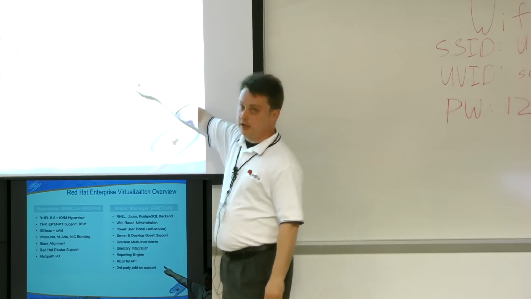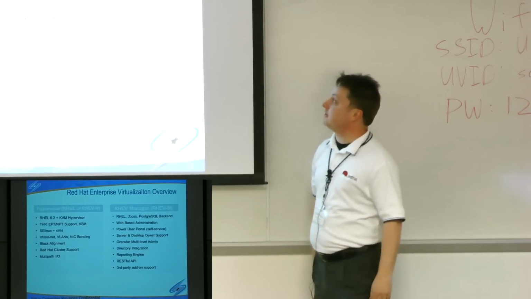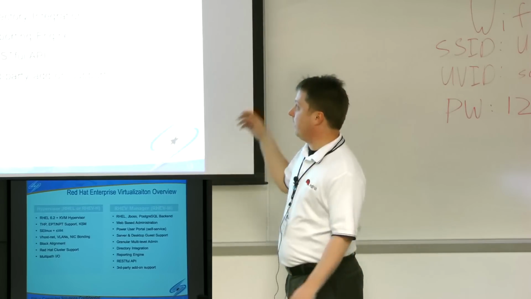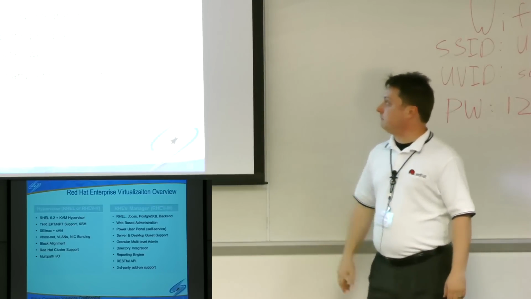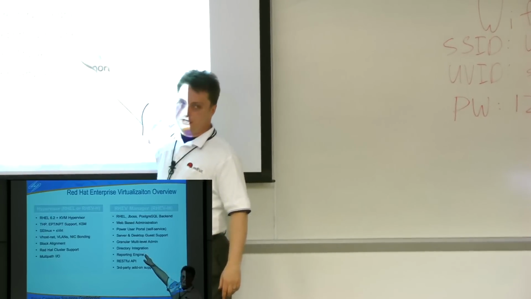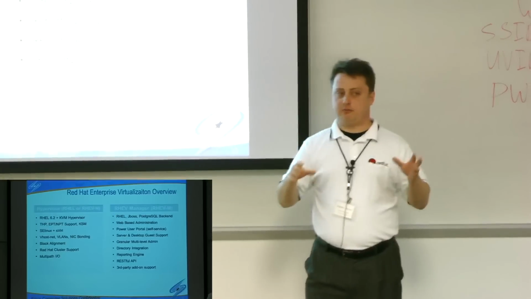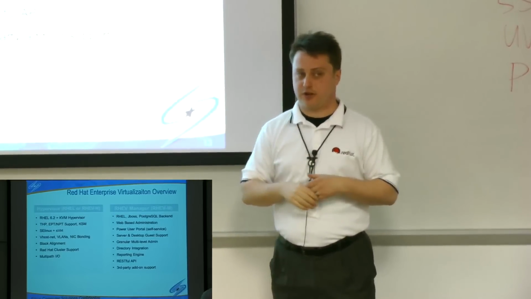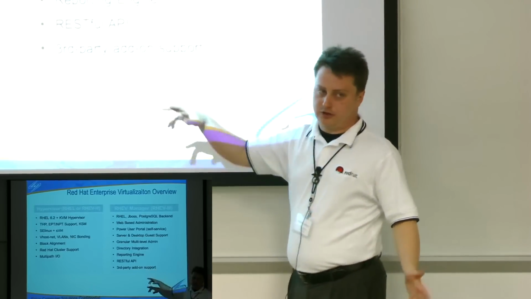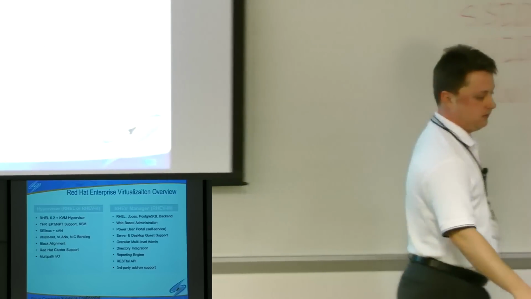It's built on Fedora in the case of oVirt, JBoss, and Postgres. It's all web-based, Ajax, HTML5, Power User Portal, server and desktop guest support. You have to have a directory server. You have to have an LDAP server in order to have multiple users for the administration and the Power User Portal. It has a great reporting engine. It just uses Jasper Reports. And then tons of third-party support.